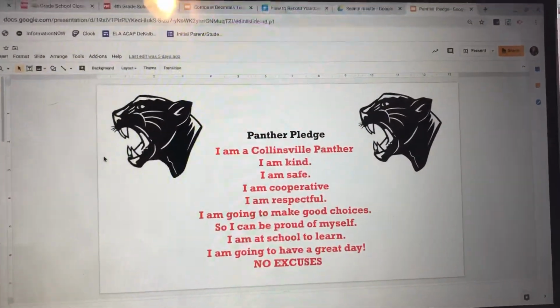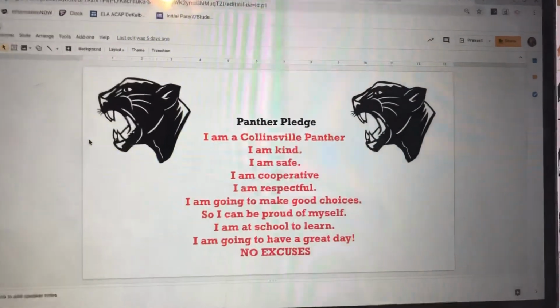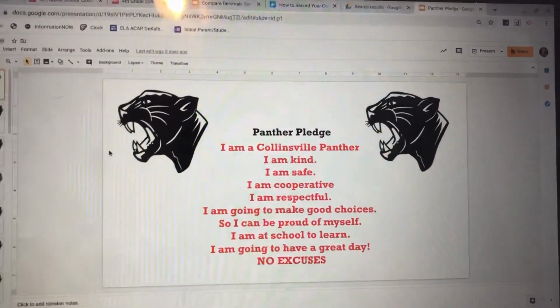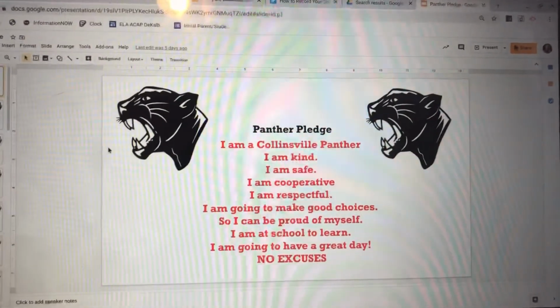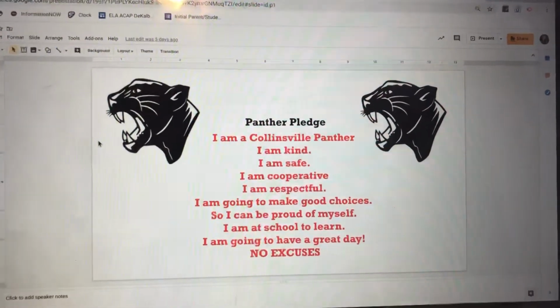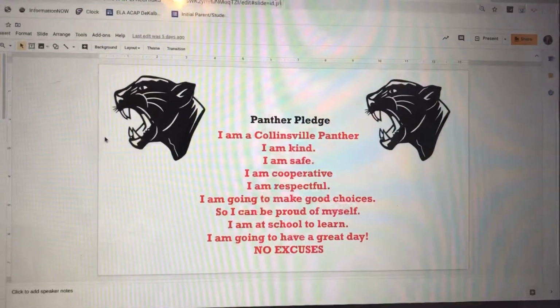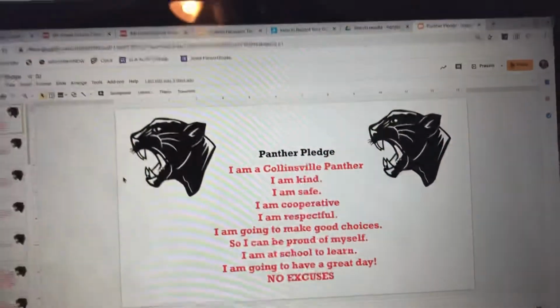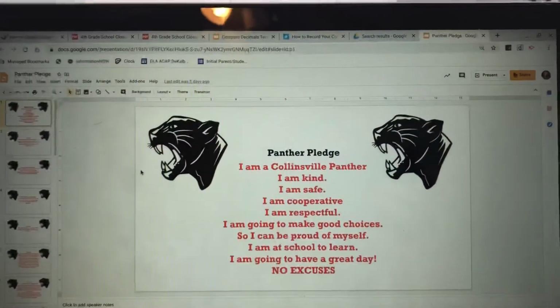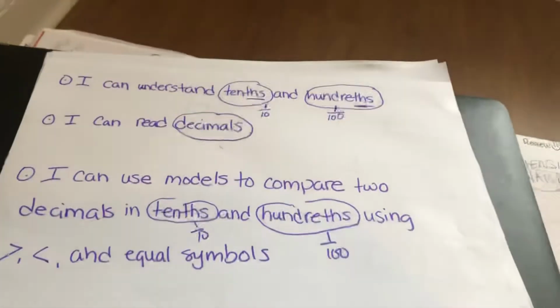Ready, read. I am a Collinsville Panther. I am kind. I am safe. I am cooperative. I am respectful. I am going to make good choices so I can be proud of myself. I am at school to learn. I'm going to have a great day. No excuses. All right, so let's look at our learning targets for today.